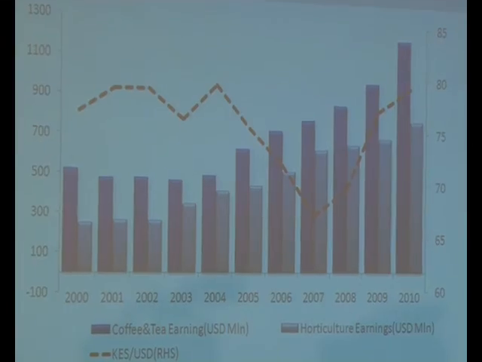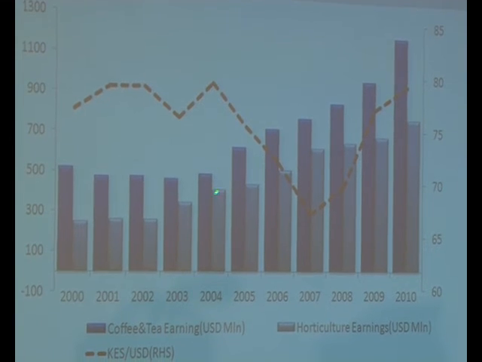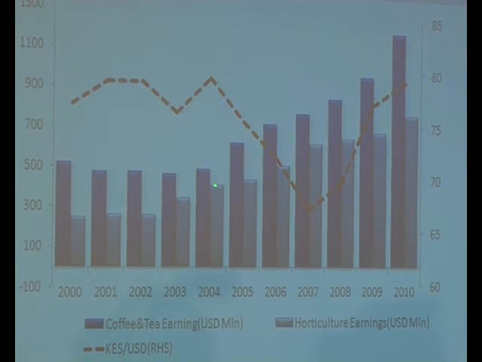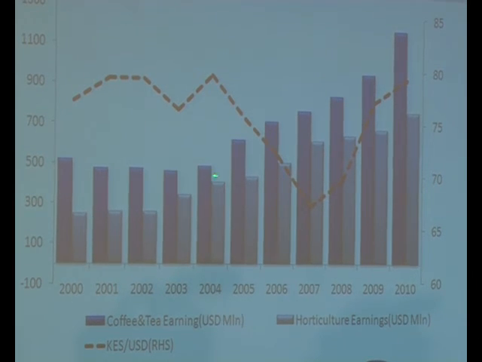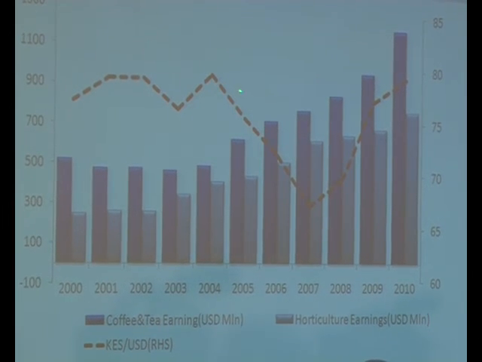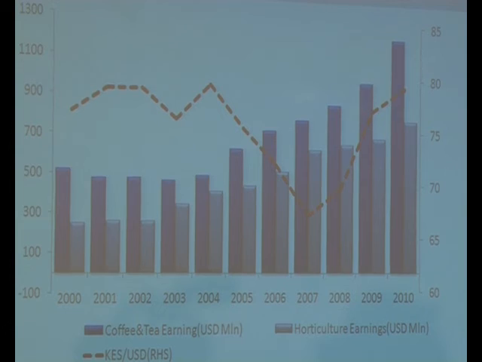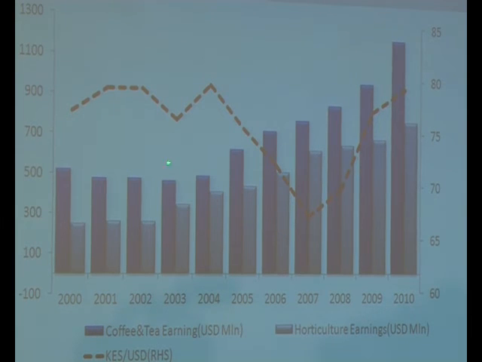And you can see that steadily over time, the earnings from tea, coffee and horticulture have been increasing. All the way from around 2004, when coffee, tea and horticulture earnings began to increase, as the earnings increased, we subsequently saw an appreciation in the value of the currency. So you can see here that there's a fairly strong correlation. As we get more money from tea and coffee, as we get more money from horticulture, the value of the shilling actually increases.